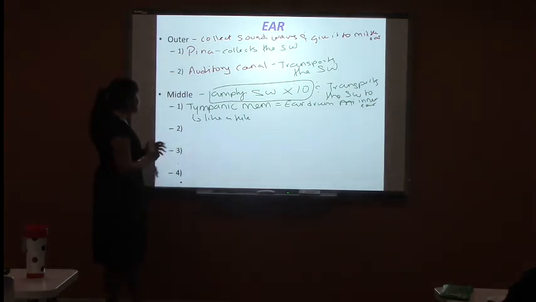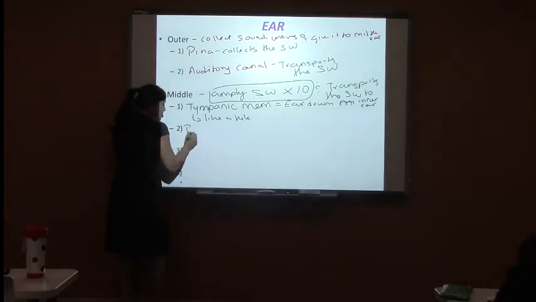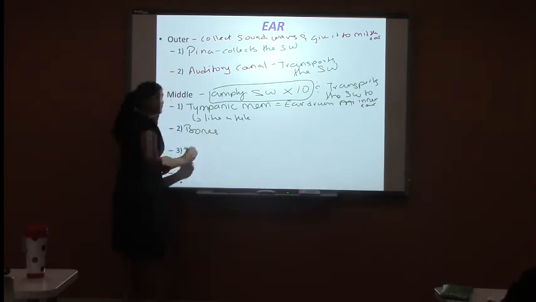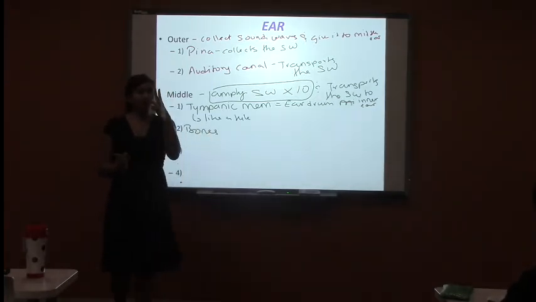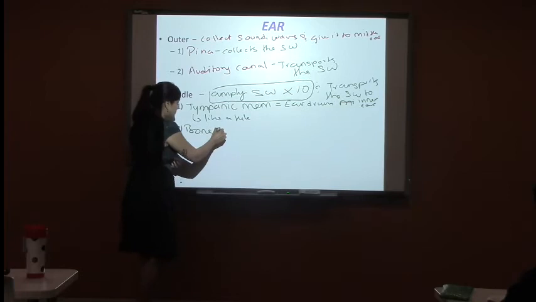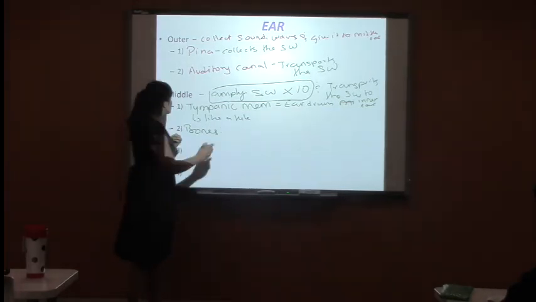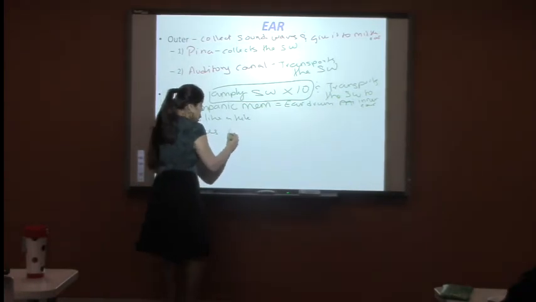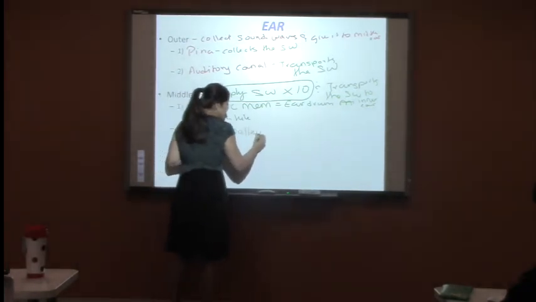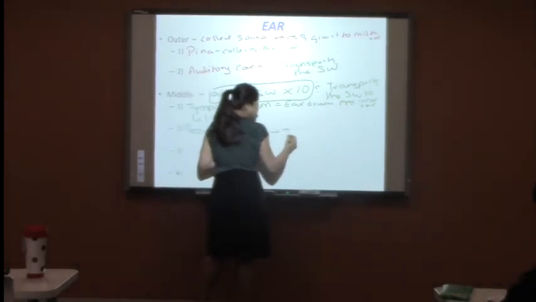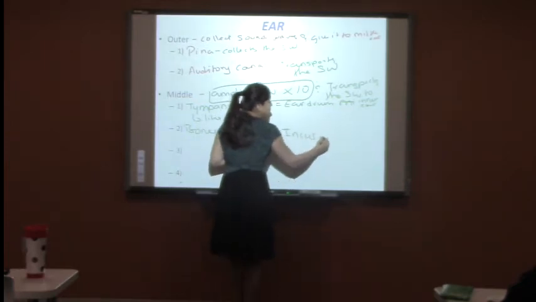Okay? Then you have bones. Within your middle ear, you have 3 bones. Okay, so you have middle ear bones. The bones go in this order. Malleus, followed by incus, followed by stapes.